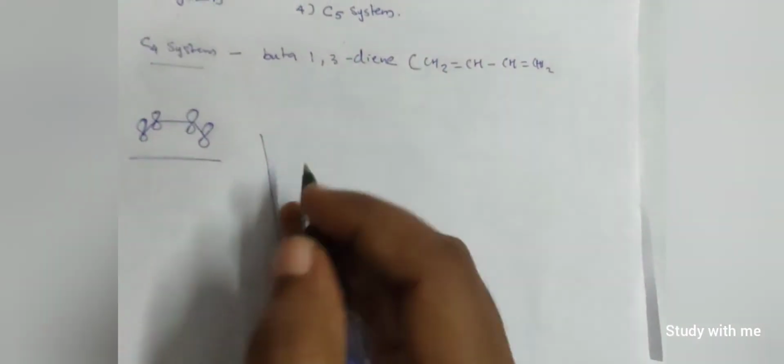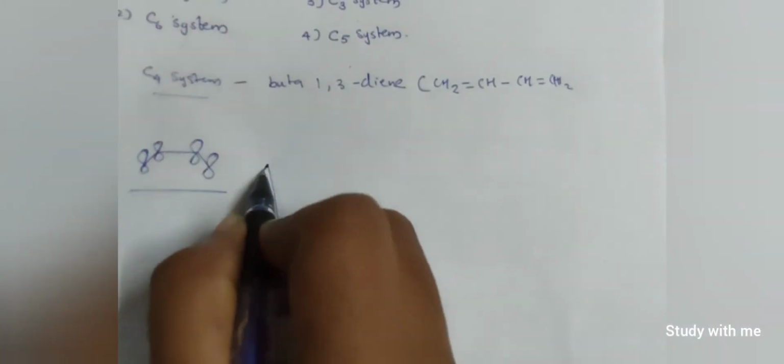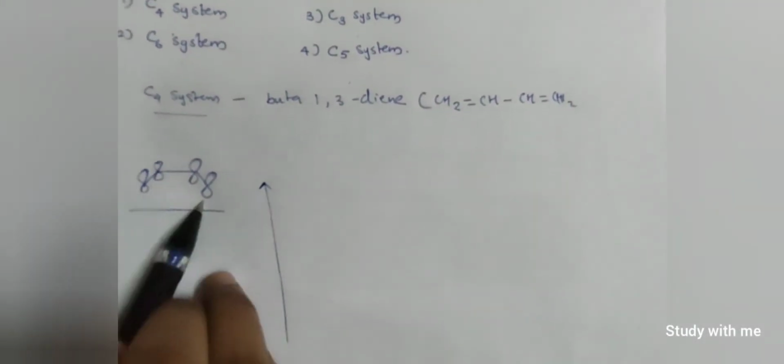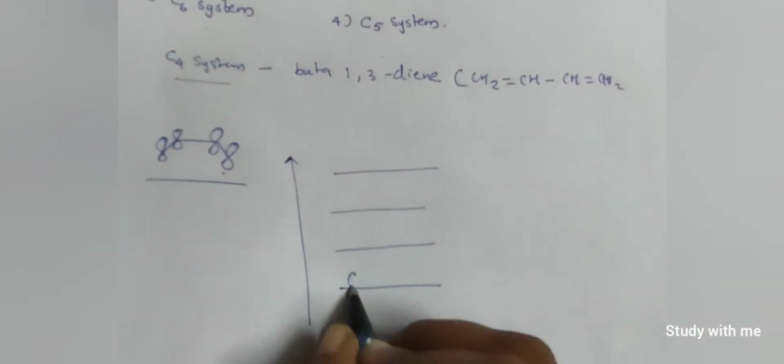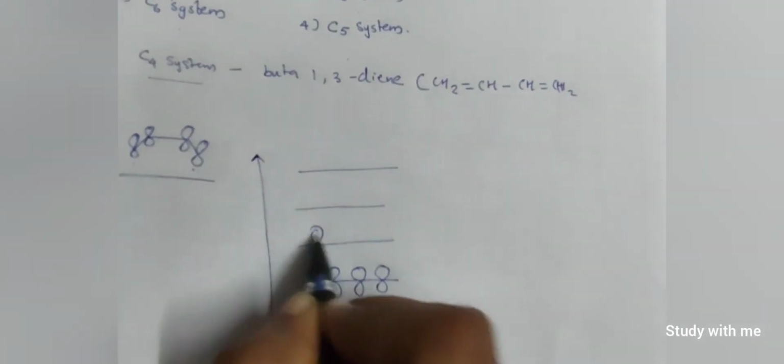So the trick is, firstly draw a line, that is the energy line. It is a C4 system, so just draw 4 lines here like this. Then add 4 electrons. This is the representation of the electrons for each of the lines.